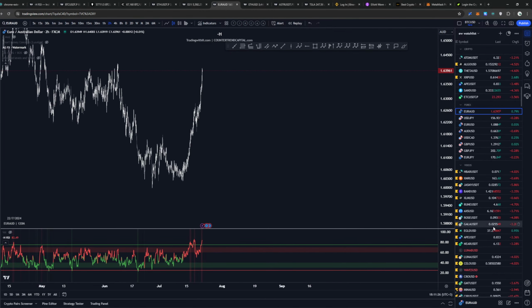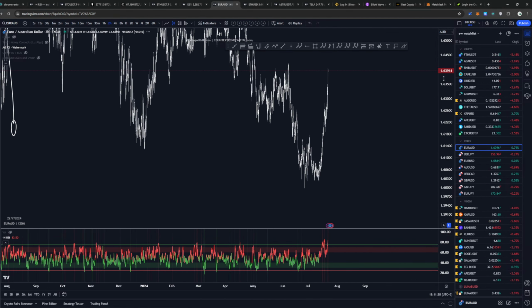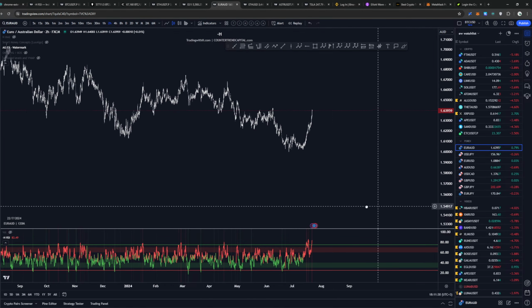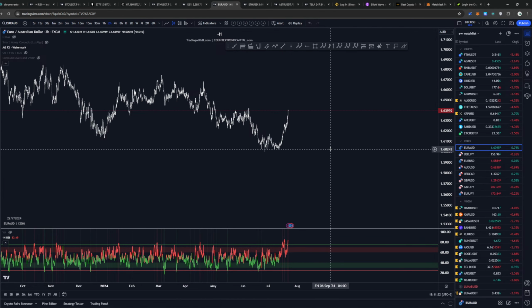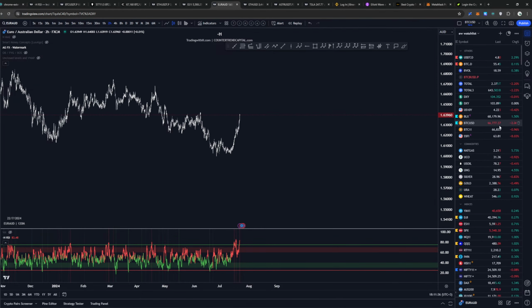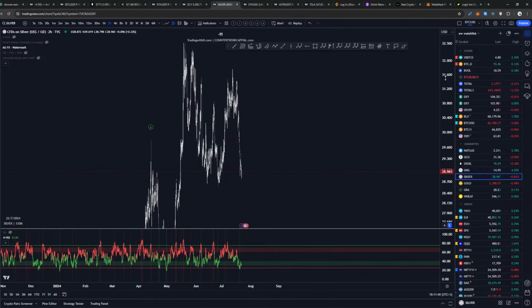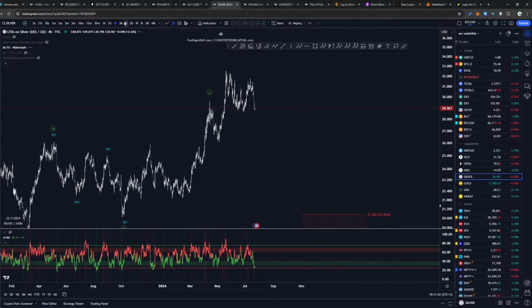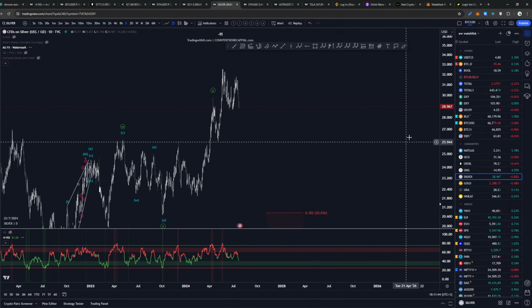Oh, what is this? Euro AUD. Why is this pumping so much? Oof. Okay. Well, that's that. Let's just look at gold and silver. I feel like I haven't been looking at those in a while.